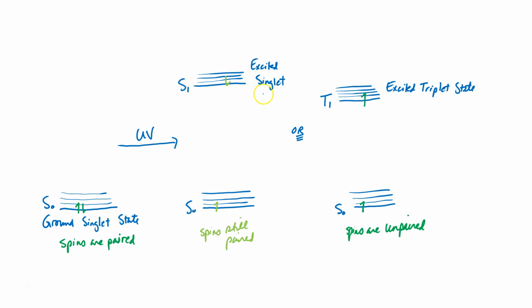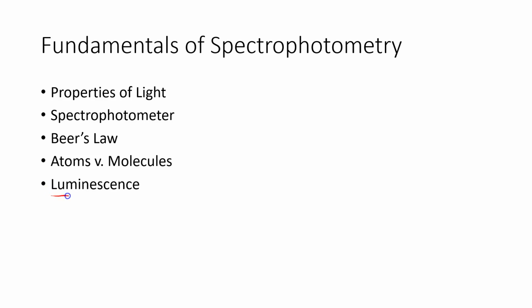Now, these excited electronic states that we've labeled singlet and triplet, they're very short-lived. An excited electronic state barely lasts 10 nanoseconds. So when this electron relaxes from the excited singlet back to the ground state to release a photon, that is called fluorescence. And when this electron relaxes from the excited triplet state to release a photon, that's phosphorescence. So fluorescence and phosphorescence are both types of luminescence, which is the final topic in this chapter.